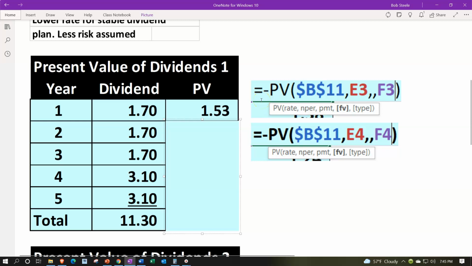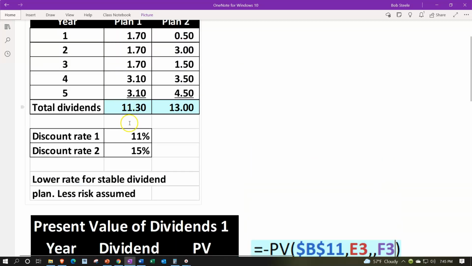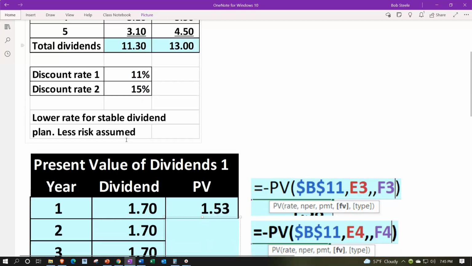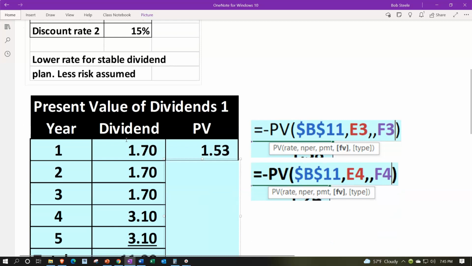But the concept is that this is going to be 1 year out. We want to bring it back to period 0 so that we can compare it in terms of period 0 dollars. Here we're using the discount rate of 11% due to this being a more stable structure, and therefore using a lower discount rate to bring it back. The higher rate is used because of the more risk for the Plan 2 item.